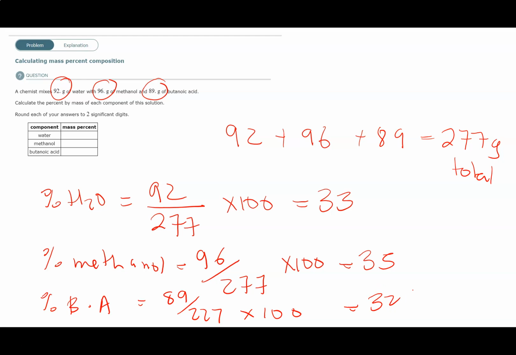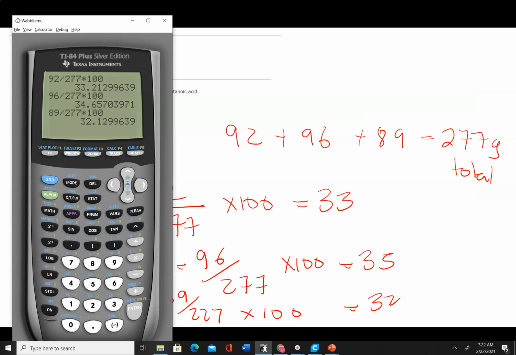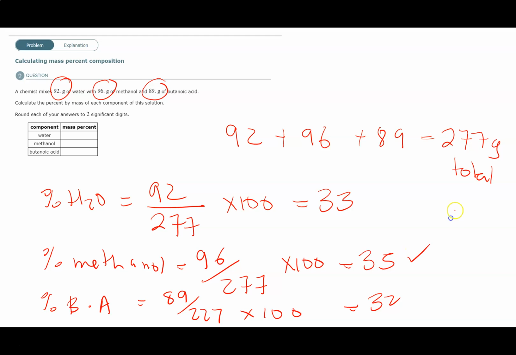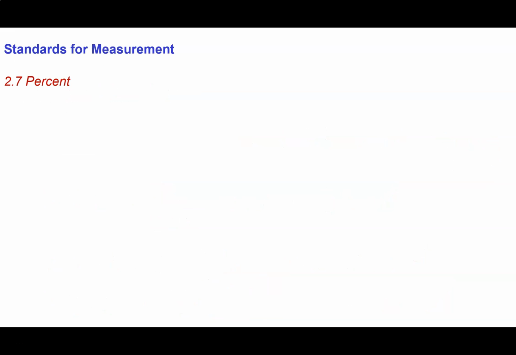So if I add all of those together, 33, 35 plus 32, they should be very close to 100. We did round a little bit, so it might not be quite precise. So 32 plus 35 plus 33. Bingo, 100. So we know we got it right. And then we're just going to check. The biggest one should be the methanol, which it is. The next biggest one should be the water, which it is, and the smallest should be the butanoic acid, which is the case. So pretty convinced that we got it right.